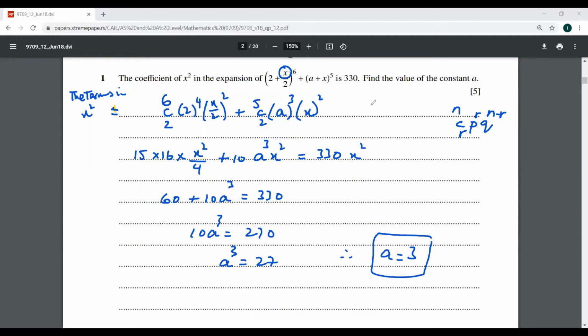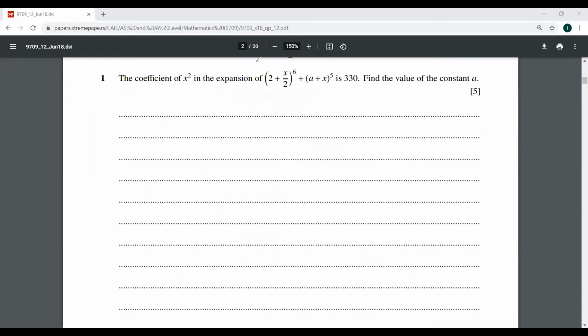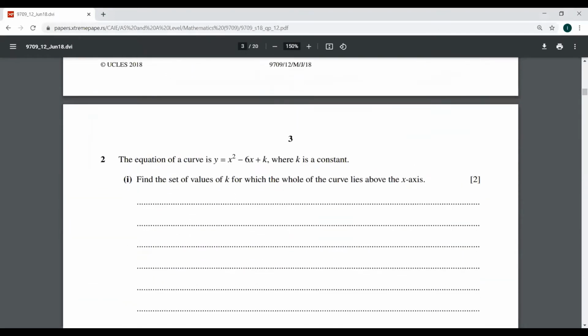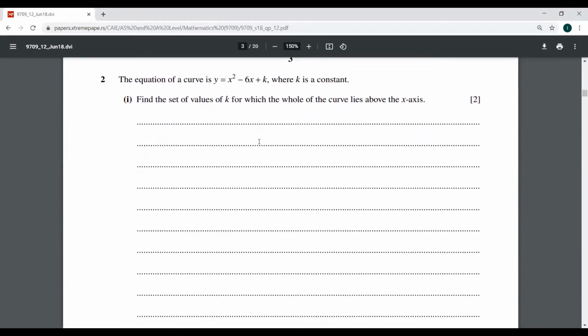So let's go to the next, question number 2. Now this looks to be from the quadratics, I think. The equation of a curve is y equal to this. Find the set of values of k for which the whole of the curve lies above the x-axis. It lies above the x-axis.